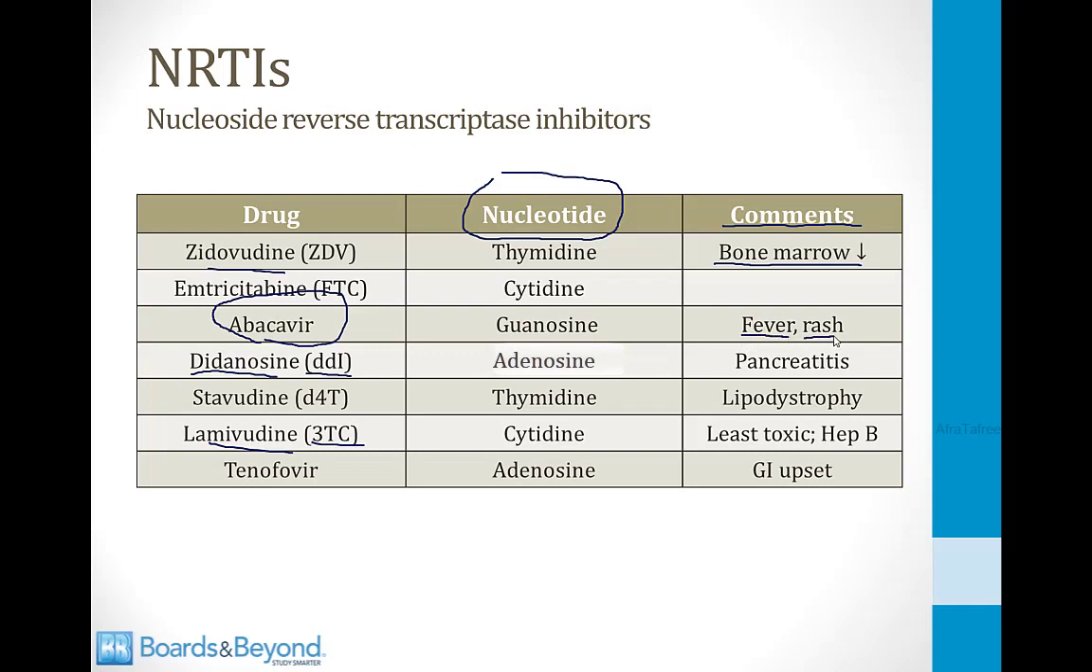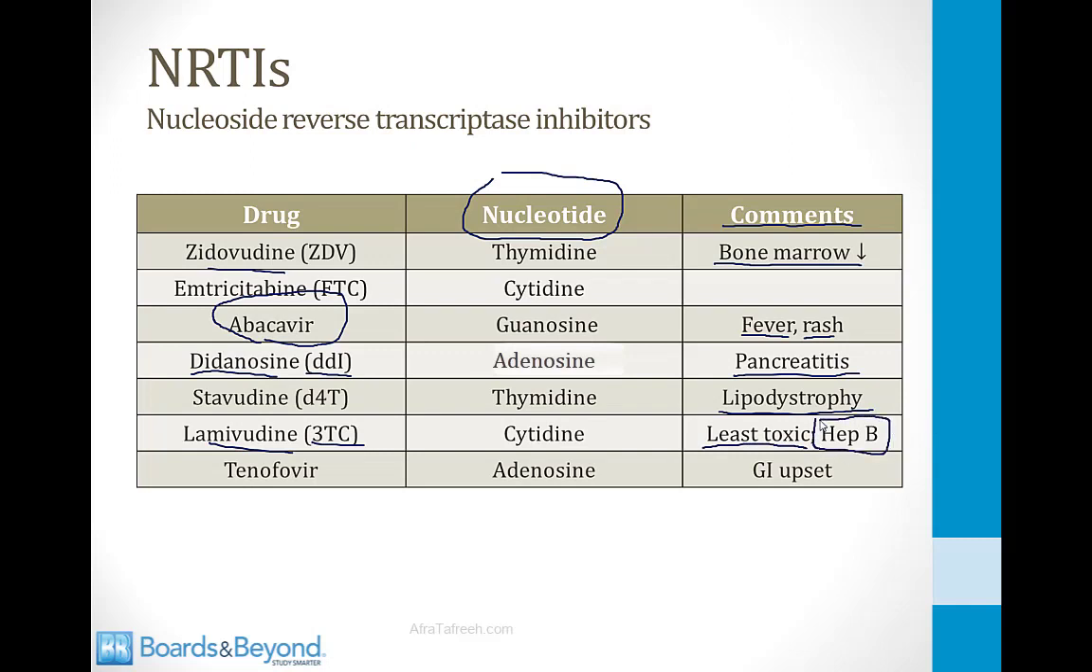This can often look like the patient has developed an opportunistic infection, but it's actually a reaction to the drug. DDI often causes pancreatitis. D4T can cause lipodystrophy, like I talked about before with the protease inhibitors. Lamivudine is one of the least toxic of these drugs, and one thing to know about lamivudine is that it can also be used for hepatitis B.